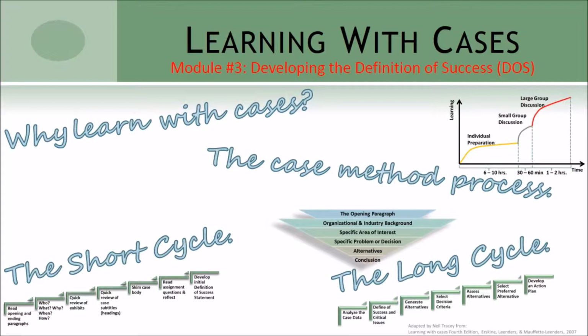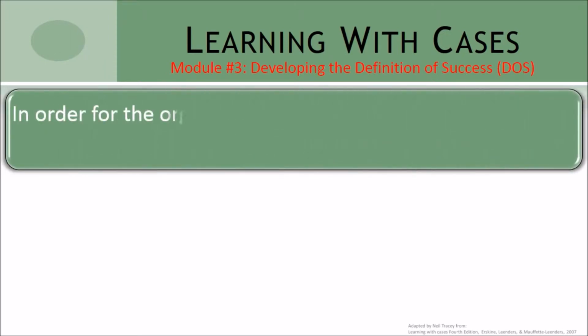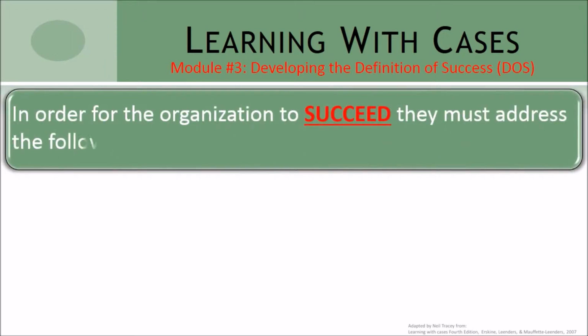The definition of success is a key element in the case process. If we don't properly define the outcome we're trying to achieve, we will not be effective in solving the case. When stating our definition of success, we use a standard format. We start off by stating, in order for the organization to succeed, and we conclude our definition of success by indicating they must address the following critical issues.